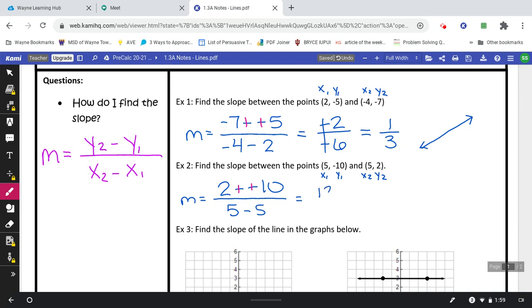So I end up with 12 over 0. And mathematically, you are not allowed to divide by 0. If you take your calculator and do 12 divided by 0, you will most likely get an error message, something about error, can't divide by 0. So in our slope, what we're going to write is undefined. And a slope that is undefined is a vertical line, straight up and down.